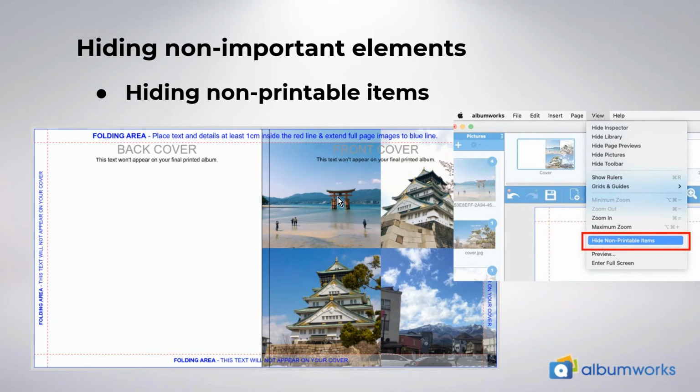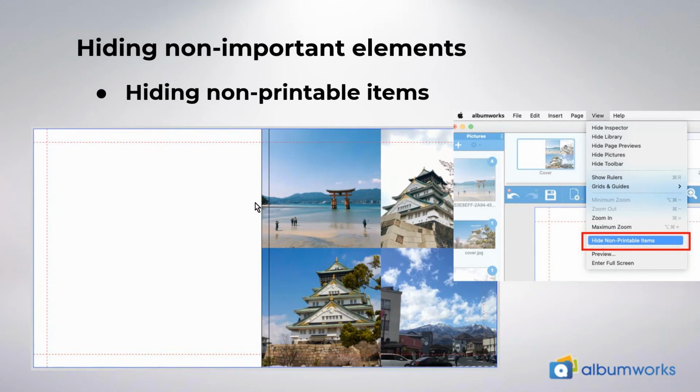So if you're familiar with these warnings, then you can actually hide them by going to the top menu bar and selecting View, then click on Hide Non-Printable Items. This will make the text disappear, as you'll see now. This means you now have a clear view of your cover design without any distractions.